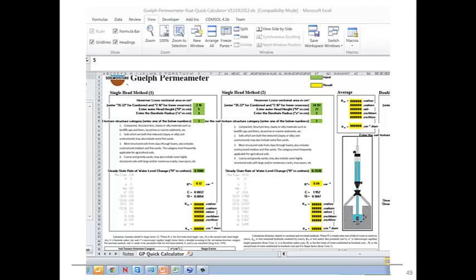So here's one of those single head methods, the other single head method, and you need to provide the information here in the green boxes, and it's described. It's the same information that you have on that worksheet that I just talked about. And so this is a helpful tool for doing the calculations, and so you should try using it. It's posted in the module on hydraulic conductivity.